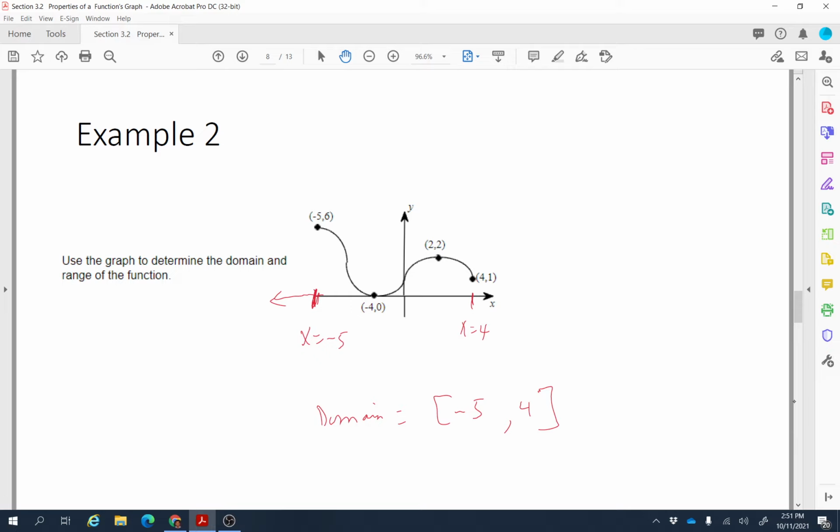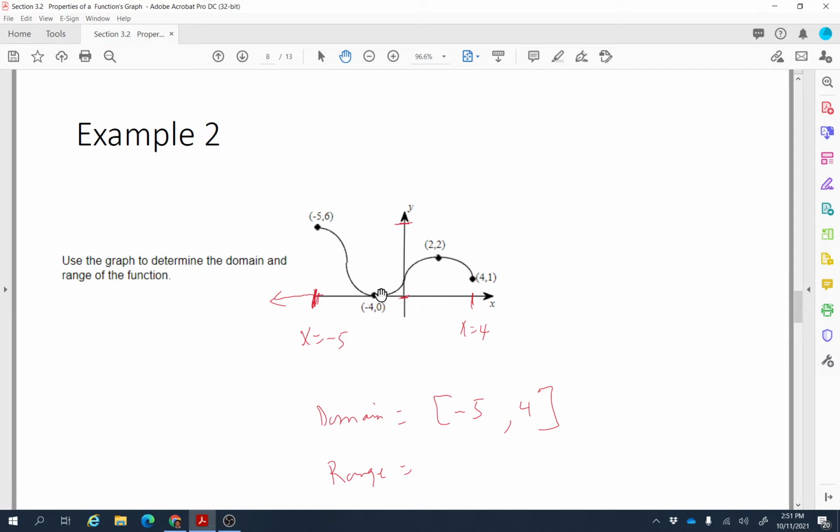So domain means there is a point on this graph for any x values starting from -5 to +4. And remember, there are infinite points in between those two numbers, including -5 and +4. So that's the domain. And for the range, you look at the y-axis, from the minimum value to the maximum value the graph reaches.